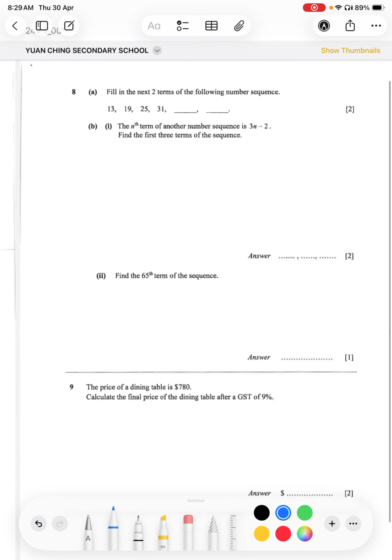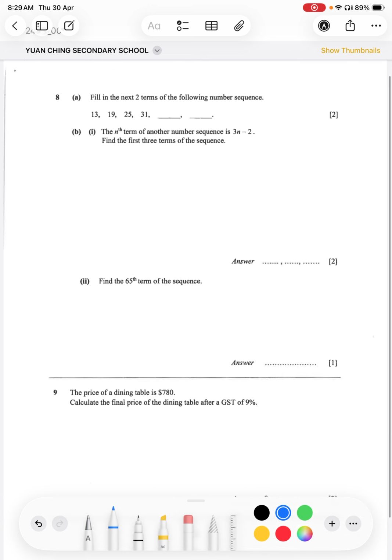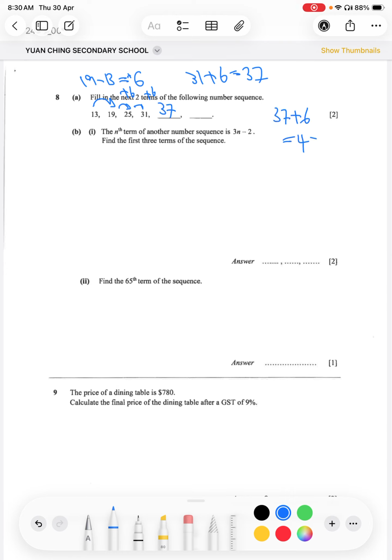The next page. Find the next two terms of the number pattern sequence. So I see that 19 minus 13 is 6. Which means I plus 6. 19 plus 6, 25. 25 plus 6 is 31. So this will be 31 plus 6 is 37. The next one will be 37 plus 6, 43.